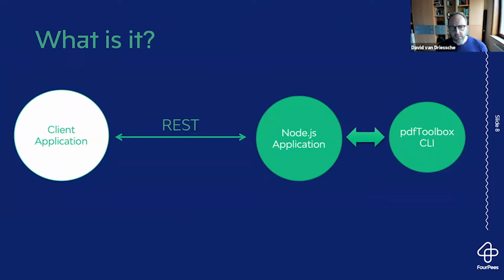On the one hand, you have pdfToolbox CLI, which is installed somewhere on a machine. And then next to that, there is a Node.js application that we've developed that you install on the same machine. It doesn't have to be right next to pdfToolbox. There you can configure where it's going to look for the application, obviously. But you have to install a Node.js application in there, and that Node.js application provides a REST API that you can talk to from a client application.